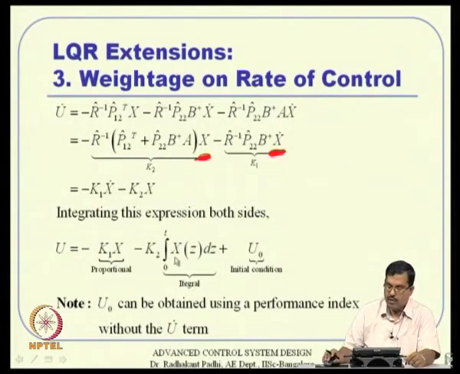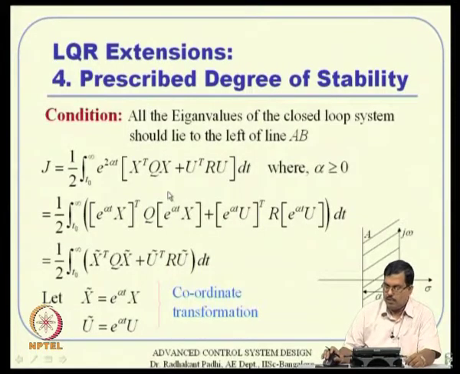Anyway, so that leads to this PI sort of controller. Okay, and this u0 can be obtained from a regular LQR formulation actually. So, that is our third thing. Now, what about the fourth extension?